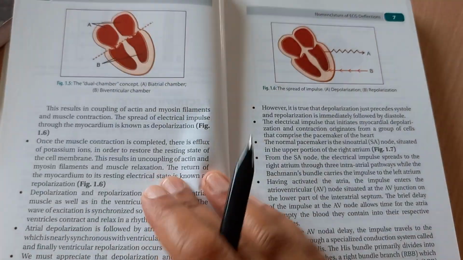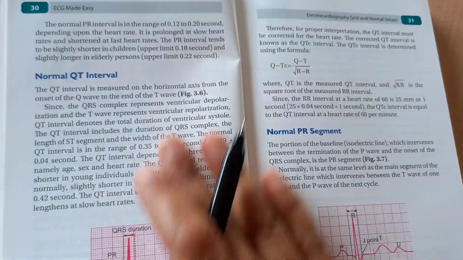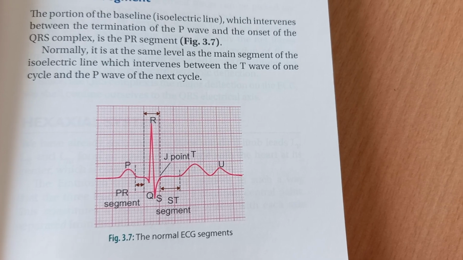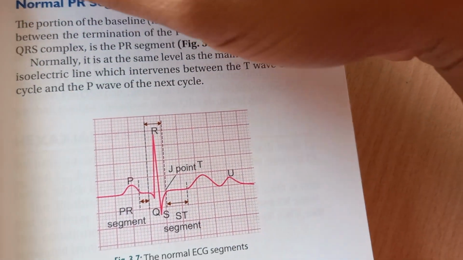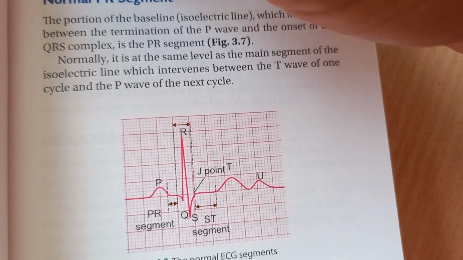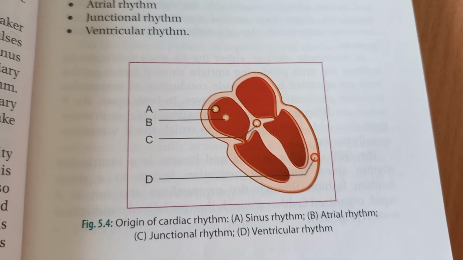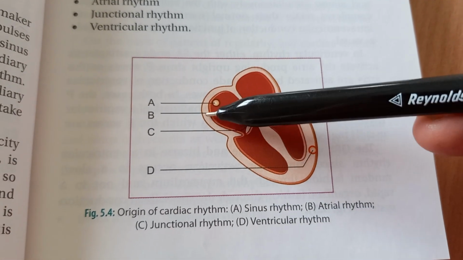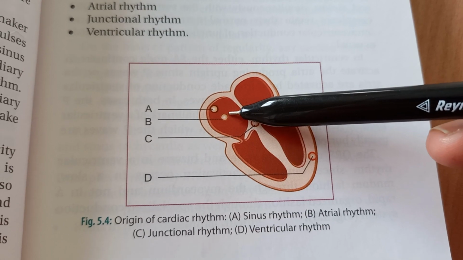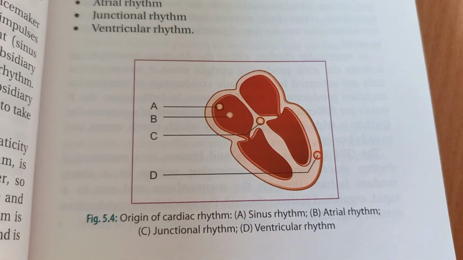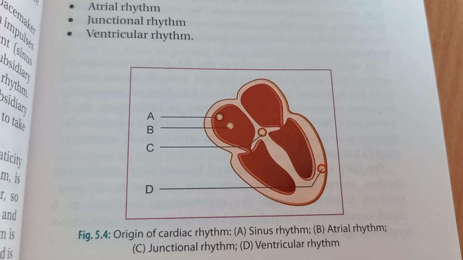So look at the book. Some formula here. And this is the normal PR segment they are talking about. The normal ECG segment. So you have a PR segment. You have an ST segment, right? Two segments they have shown here. And rhythm, you know, can be sinus rhythm, which is normal, right? Then you can have atrial rhythm, which is coming from here. Or you can have a junctional rhythm coming from here. Or a ventricular rhythm. So you should know, normal it is sinus rhythm, right?